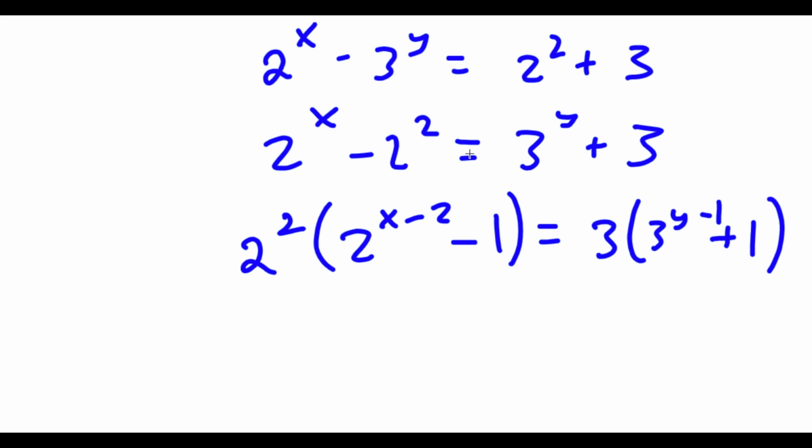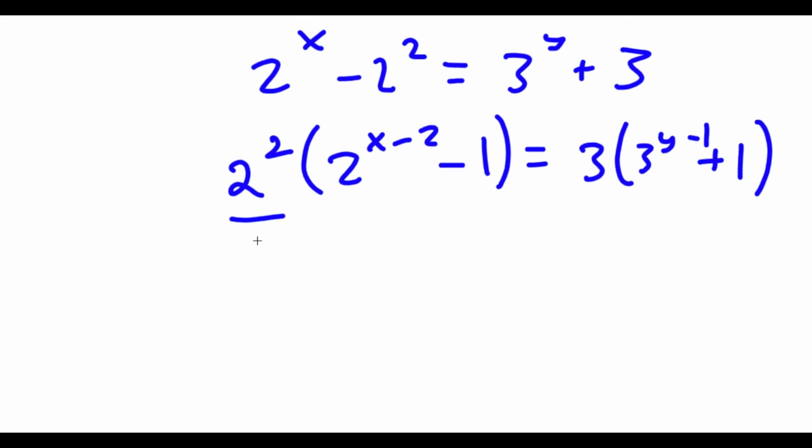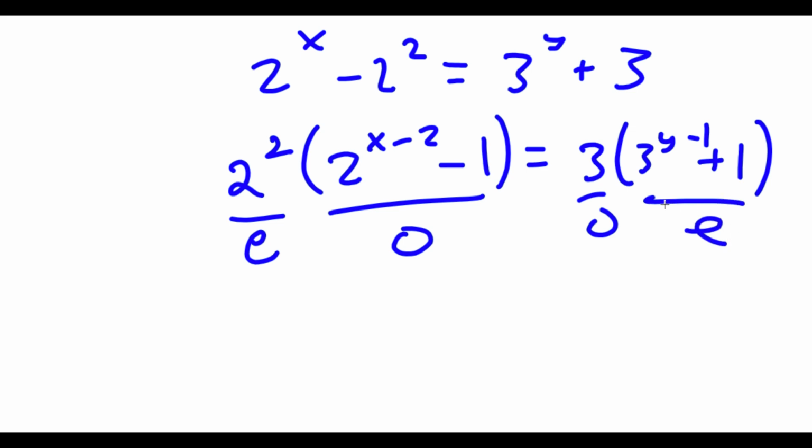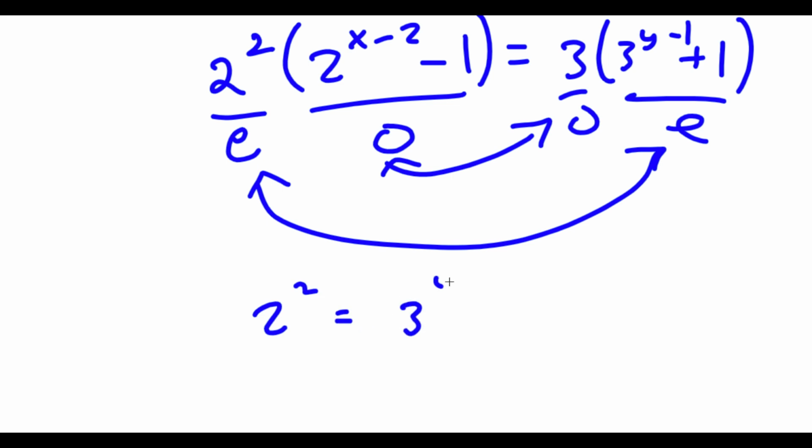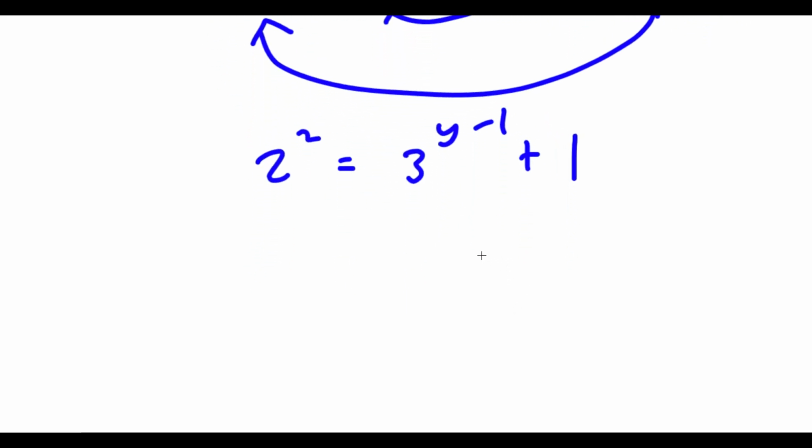Now notice how I have an even number times an odd number is equal to an odd number times an even number. Meaning I can make the two even numbers equal to each other and the two odd numbers equal to each other. So I have 2 squared is equal to 3 to the power of y minus 1, plus 1. And I also have 3 is equal to 2 to the power of x minus 2, minus 1.